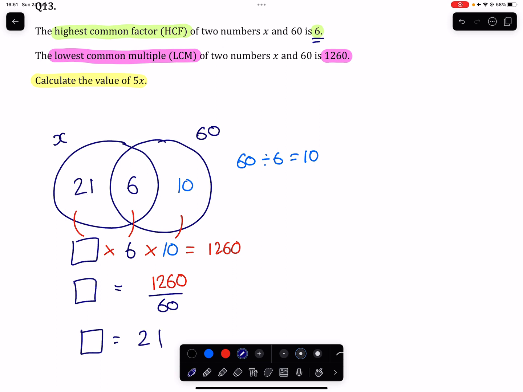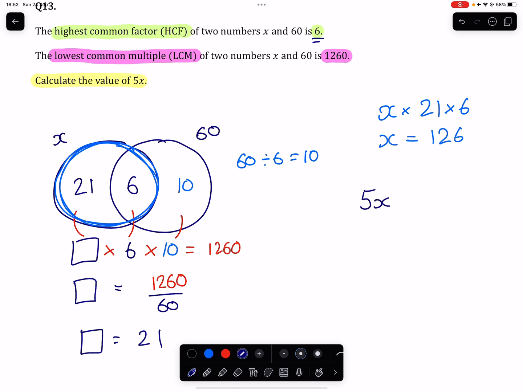Now, that hasn't given us x yet, because x consists of not only the 6, but also the 21. So x refers to both of these values multiplied together. So x will be 21 times 6, which will give us 126. From there, we're on the finishing straight. The question's asking us for 5x. So we take that 126, multiply by 5, and that's going to give us 630.